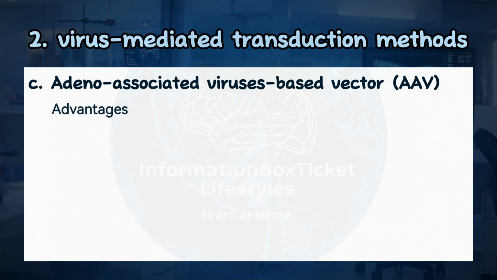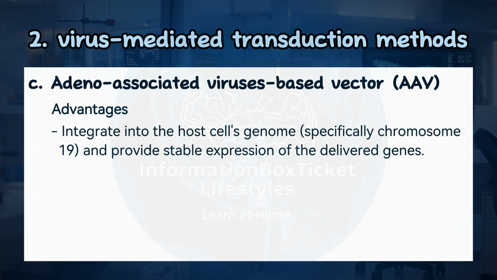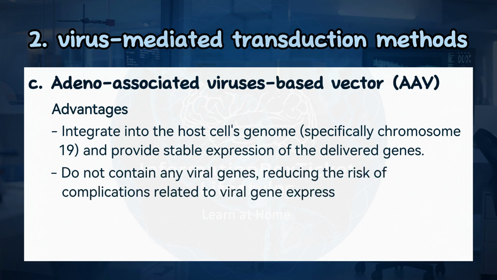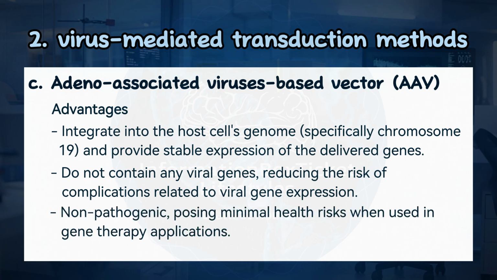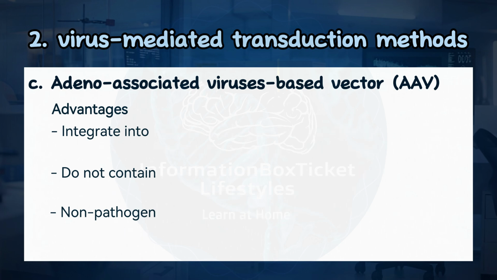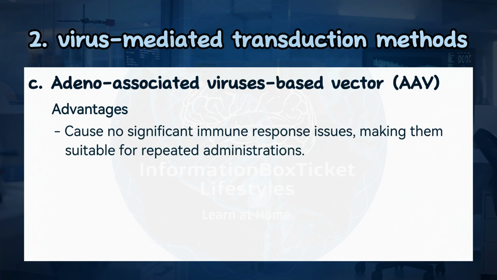Advantages of AAV vectors. They integrate into the host cell's genome, specifically chromosome 19, and provide stable expression of the delivered genes. They do not contain any viral genes, reducing the risk of complications related to viral gene expression. They are non-pathogenic, posing minimal health risks when used in gene therapy applications. They cause no significant immune response issues, making them suitable for repeated administrations.